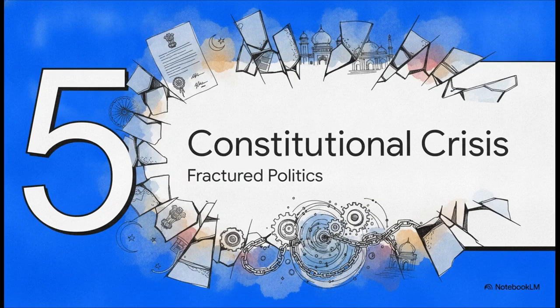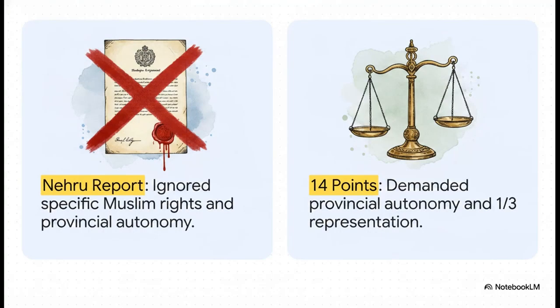Now we enter Section 5, the constitutional crisis. By the late 1920s, the British essentially challenged Indians to draft their own constitution, and while those deep ideological divisions aggressively resurfaced, in 1928, the Nehru Report was published as a proposed Indian constitution, but it completely ignored specific Muslim rights and demands for provincial autonomy. Now, what's really interesting here is that Jinnah's famous 14 points in 1929 were a direct, point-by-point reaction to this, strongly demanding robust provincial autonomy and one-third representation at the center. This stark deadlock firmly gripped the entire subcontinent.